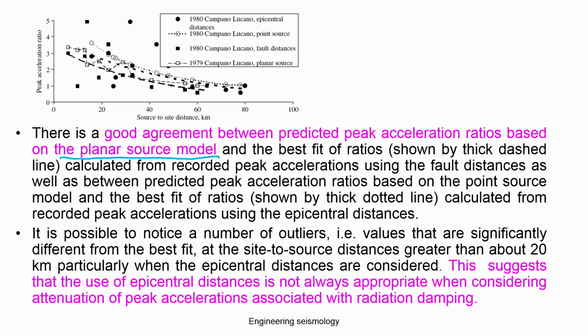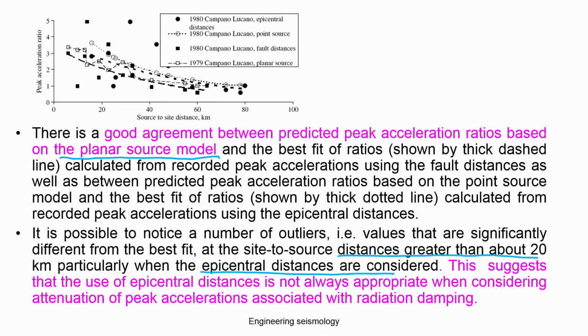The best fit ratios, shown by the thick dashed line, are calculated from the recorded peak acceleration using the fault distance, as well as the predicted peak acceleration based on the point source model. The best fit ratio is calculated from the recorded peak acceleration using the epicentral distance. So it is possible to notice that the number of outliers, and the values, are significantly different for the best fit at distances to source greater than about 20 kilometers, particularly when the epicentral distance is used. You can see that when the distance is larger, the variations are very large.